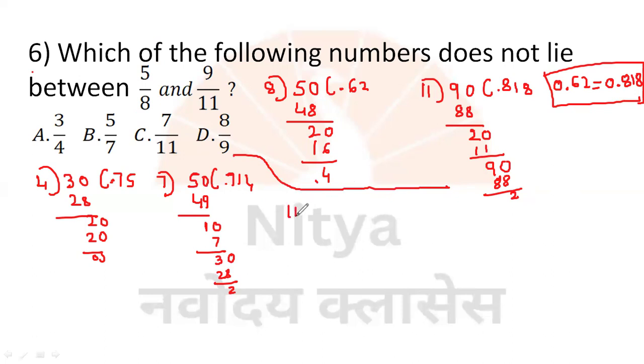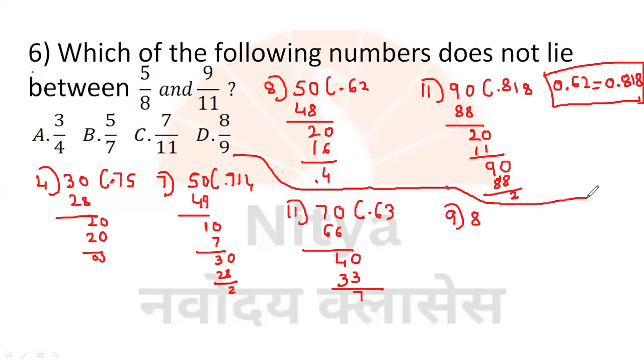Now 7 by 11. So you have to divide. So point and 0, and 11 6s are 66. 70 minus 66 is 4, and again take a 0, and 11 3s are 33, and 40 minus 33 is 7. Next, 8 by 9. Point and 0, 9 8s are 72. So 80 minus 72 is 8. Again take a 0, and 9 8s are 72.